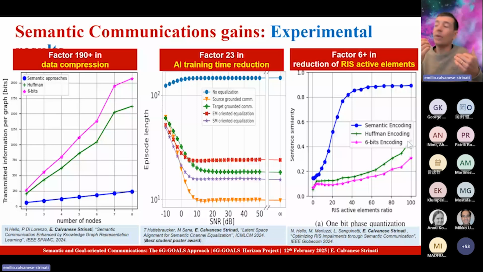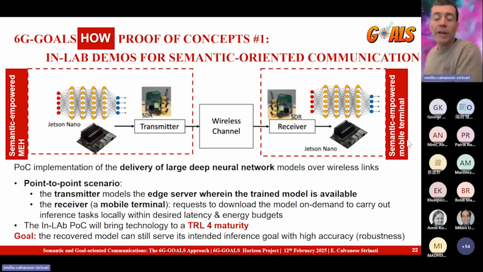So this actually means that we can use roughly 1/5, 1/6 of the resources. In this case it is the surface of the antenna, but it can be other kinds of resources, thanks to the semantic gain. We have also two important proofs of concept.